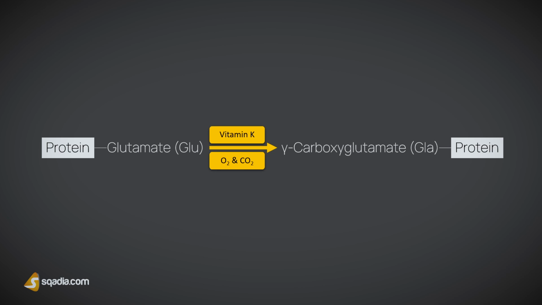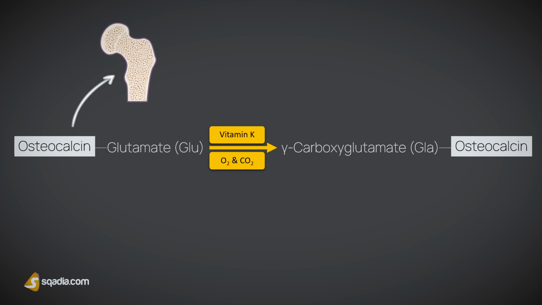Vitamin K is also required for the carboxylation of glutamic acid residues of osteocalcin. Osteocalcin is a calcium-binding protein present in the bone. It is involved in the regulation of bone mineralization. Hence, it is also important for normal bone metabolism.